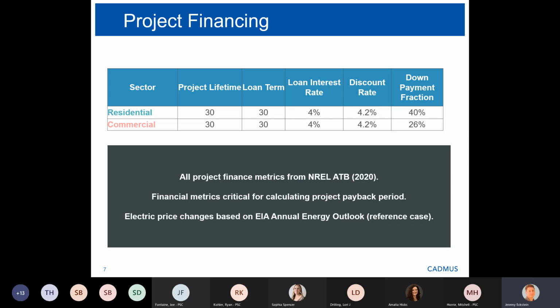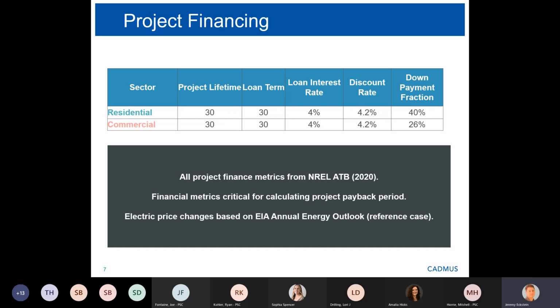I'll also note that there are a couple of these metrics that we're actually proposing to vary for either a low income scenario or an overall economic scenario. So these are adjustable variables.